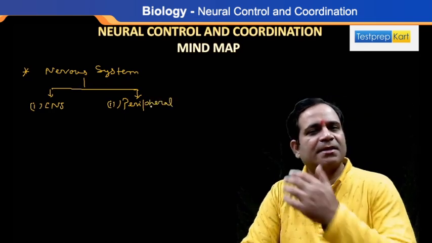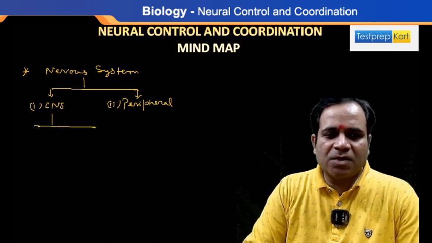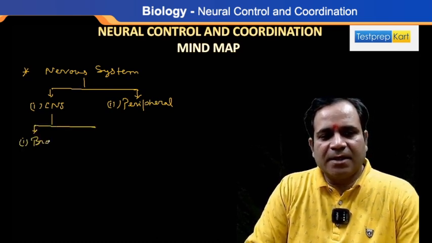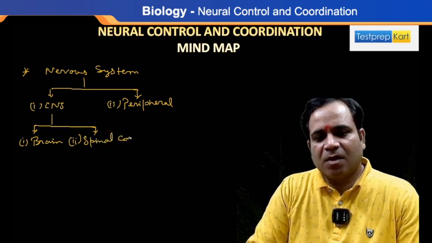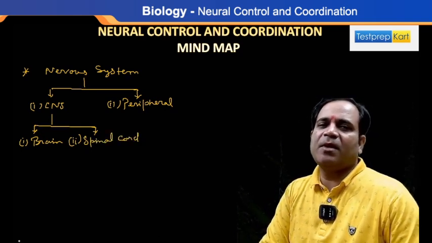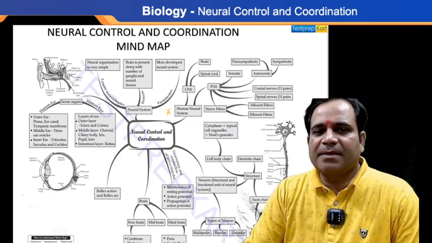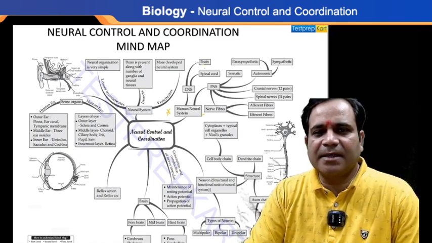Peripheral nervous system. Okay. Now this CNS is further classified into how many parts? Two parts. That is what? One is brain. The second one is what, my dear? Spinal cord. Getting my point, my dear? Yes. So see, this one is the mind map. Brain and spinal cord are given. Yes or no? Brain and spinal cord are given.